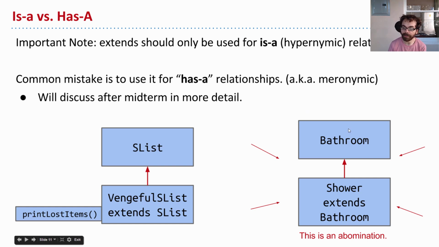And so, for example, you might be tempted to say, okay, well, we have a bathroom. Well, a shower extends bathroom, right? But this is a terrible idea. This is abominable, and in a couple weeks, I'll give some stronger examples than this one, but do not do this. You should be able to say, literally in English, a show dog is a dog. A VengefulSList is an SList. That kind of thing. Those things are super important, okay? That's it for extends.